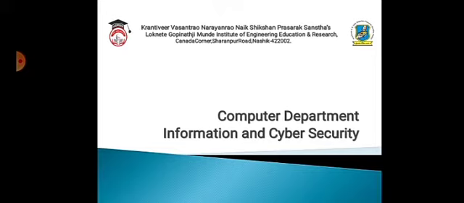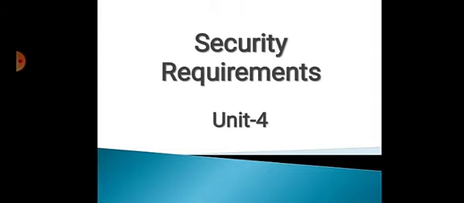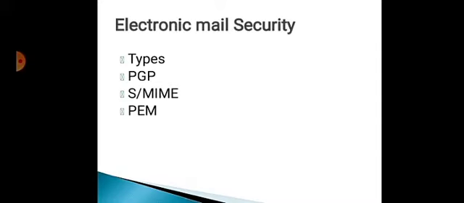Subject is Information and Cyber Security. We are going to see some topics from Unit number 4. Unit number 4 is Security Requirements, and topics are Electronic Mail Security, the types of electronic mail security, PGP, S/MIME, PEM. These are the topics of today's session.